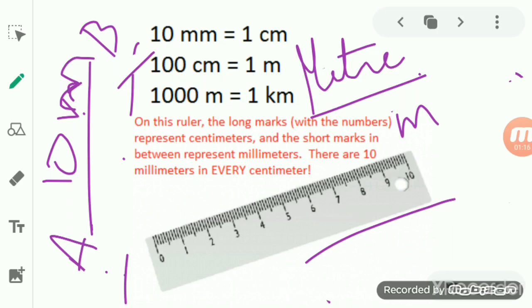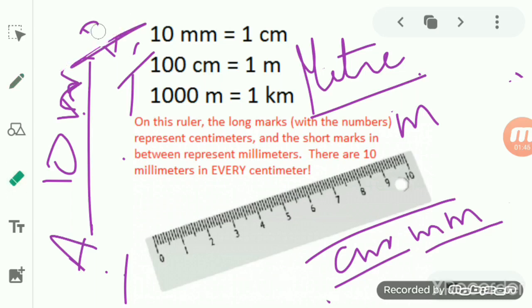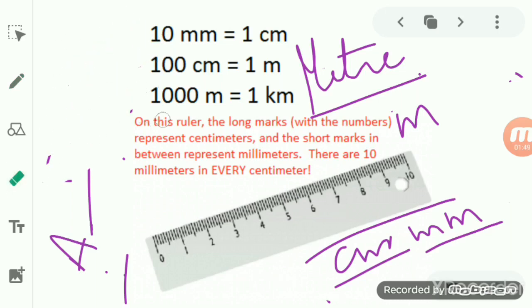That smaller unit of length is basically two common sub-multiple units of the meter. Those two common sub-multiple units of the meter are centimeter and millimeter. Centimeter is represented by cm, and millimeter is represented by mm.